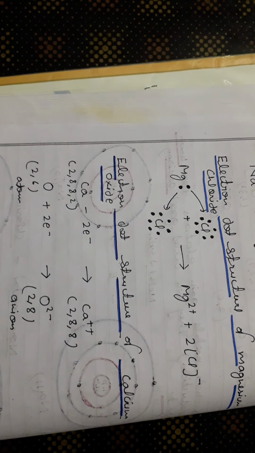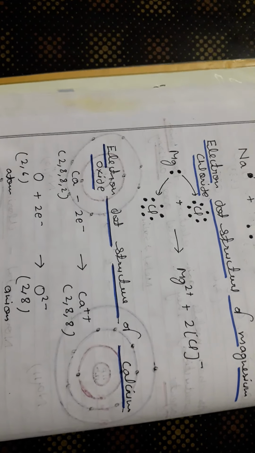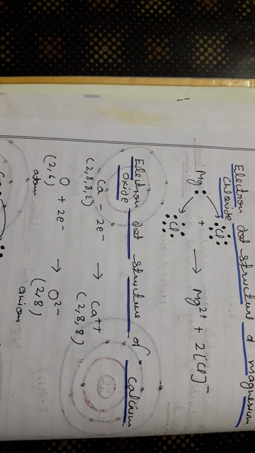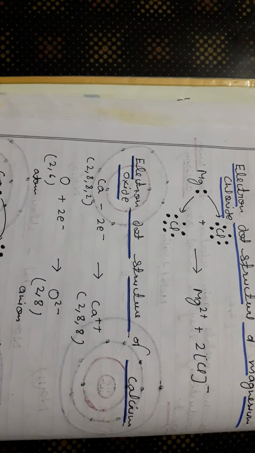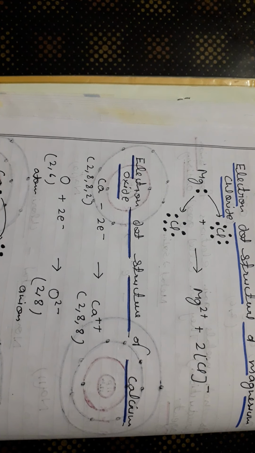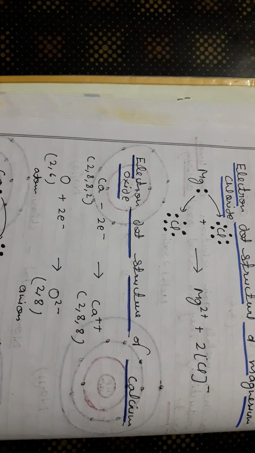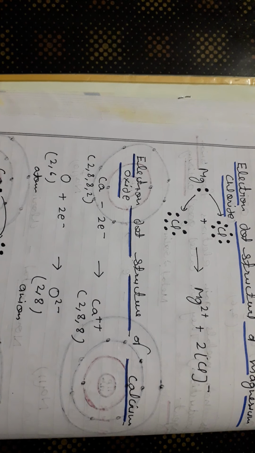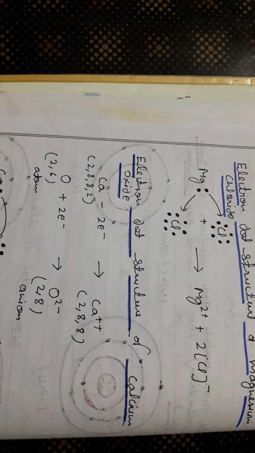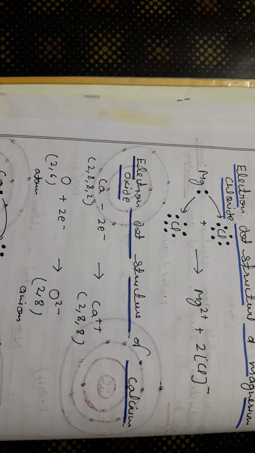So simply you can say, what are ionic bonds? The ionic bond or electrovalent bond means the chemical bond present between the cation and anion, or between an electropositive ion and an electronegative ion, is called an ionic bond.